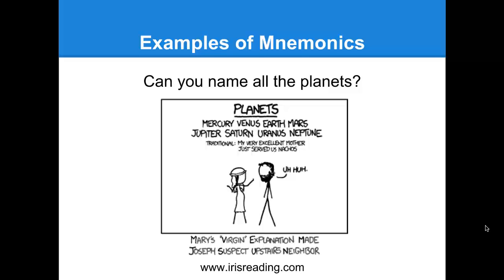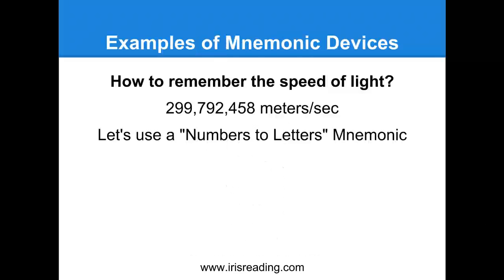What else can we do? How about the speed of light? It's 299,792,458 meters per second. Or some people will just round up and say the speed of light is about 300 million meters per second.